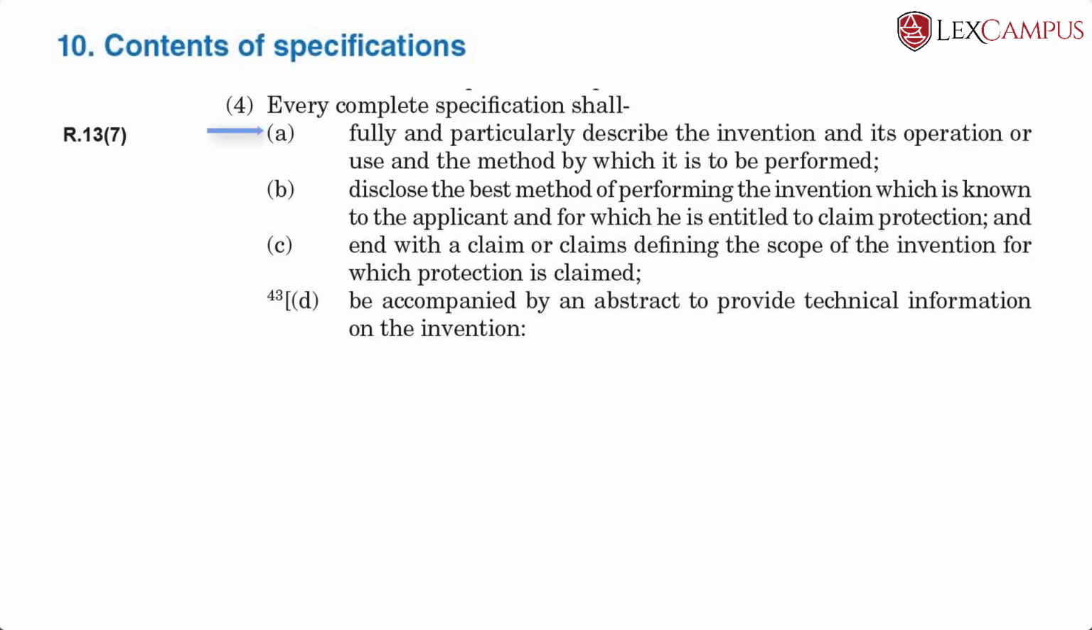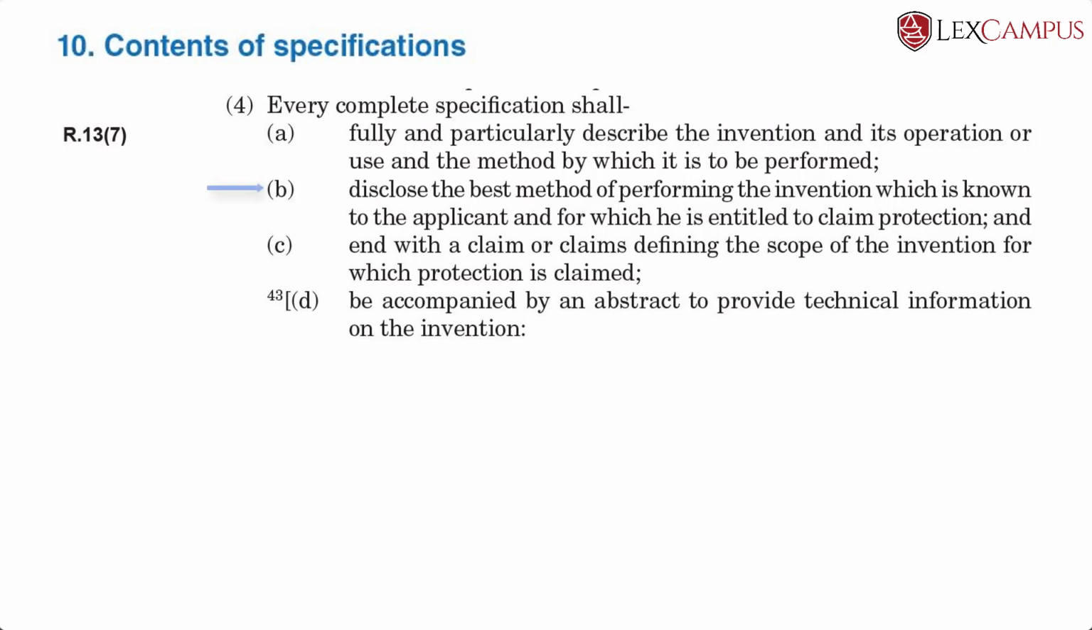4(a) tells us that the complete specification shall fully and particularly describe the invention and its operation and use and the method by which it is to be performed. So, there is a full description of the invention, and operation or use is described, and the method by which it is performed. So, to put it in a nutshell, the entire working of the invention has to be described in the complete specification.